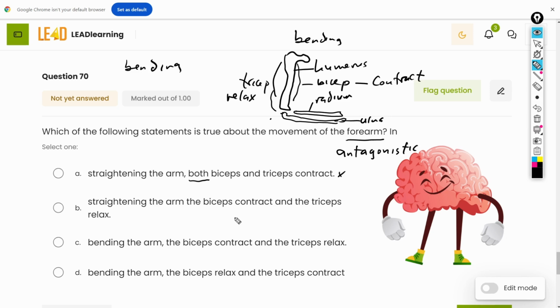Option B, straightening the arm, the biceps contract and the triceps relax. No, this does not bring about straightening of the arm. Anytime the bicep contracts, from the illustration I showed here, it means the arm is going to bend. So this cannot be an answer. Option C, bending the arm, the biceps contract and the triceps relax. This is very true. Option D says bending the arm, the bicep relaxes. No. So our correct answer is the option C.